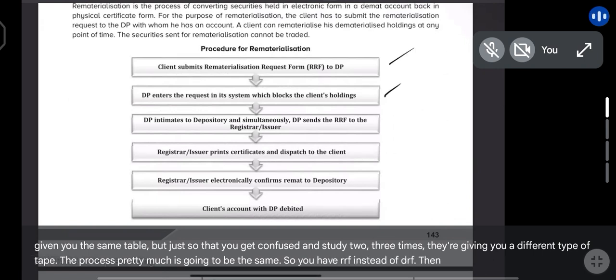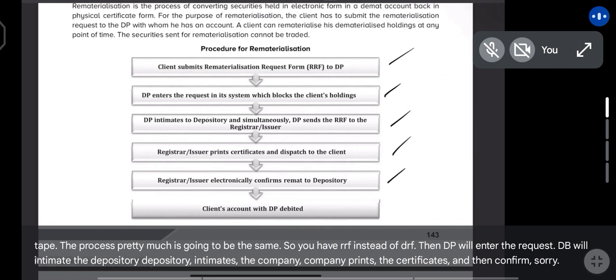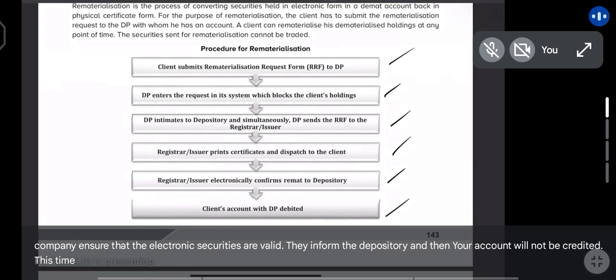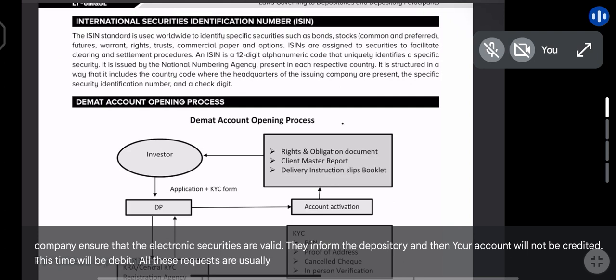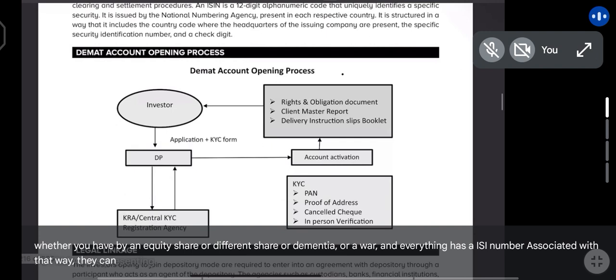Then DP will enter the request. DP will intimate the depository. Depository intimates the company. Company prints the certificates and then the company ensures that the electronic securities are valid. They inform the depository, and then your account will not be credited. This time your account will be debited. All these requests are usually handled through an ISIN, which is assigned to different securities. So whether you have bought an equity share or a preference share or a debenture or a warrant, everything has an ISIN number associated to it. That way they can easily track all these transactions.